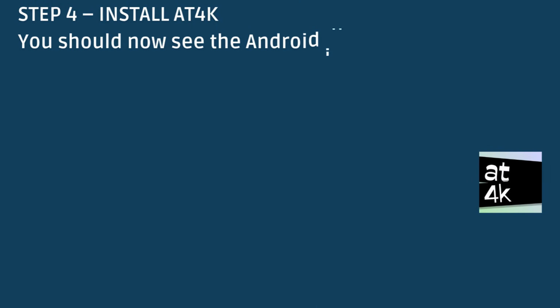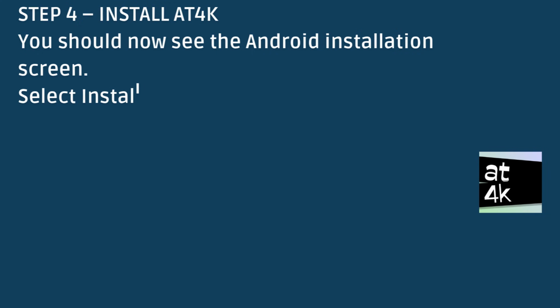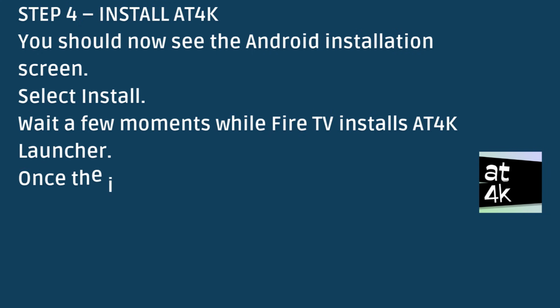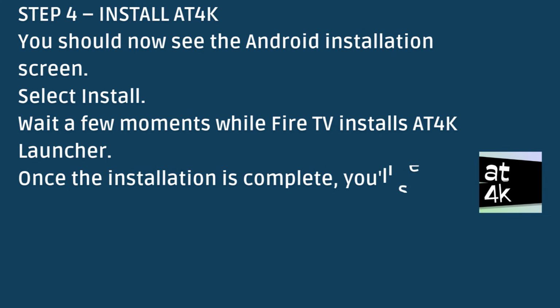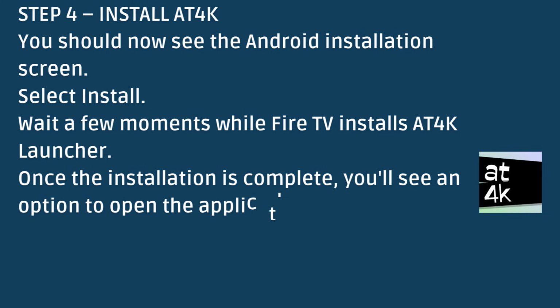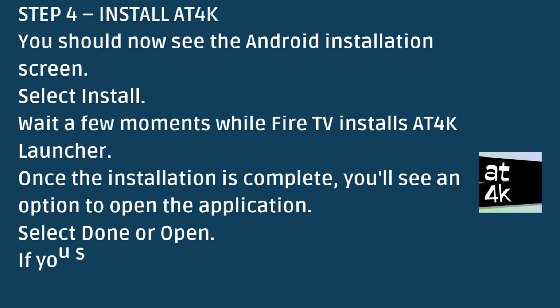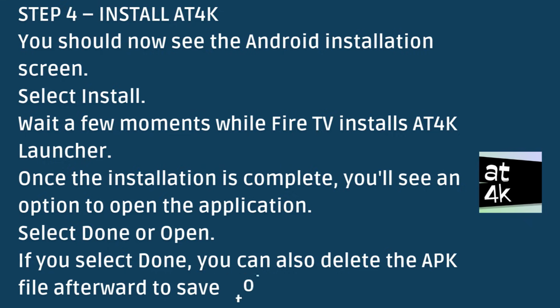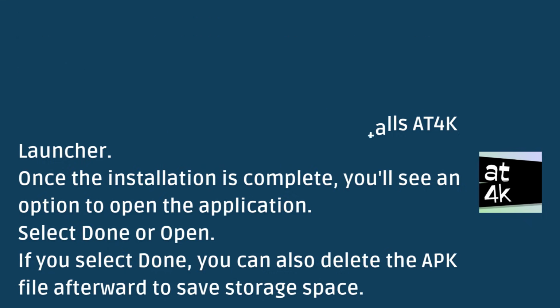Step 4. Install AT4K. You should now see the Android installation screen. Select Install. Wait a few moments while Fire TV installs AT4K Launcher. Once the installation is complete, you'll see an option to open the application. Select Done or Open. If you select Done, you can also delete the APK file afterward to save storage space.